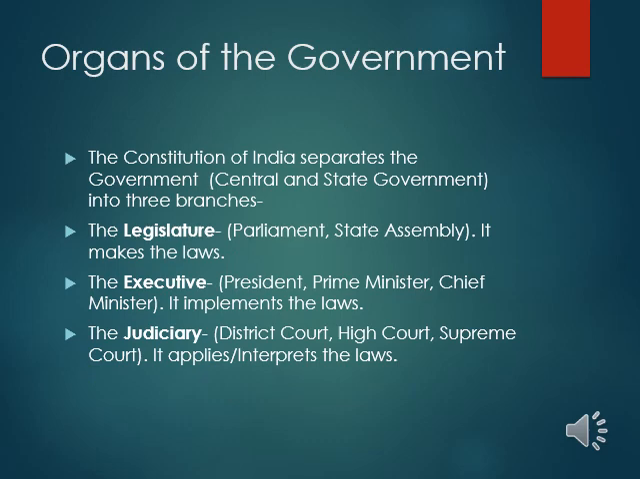Now we are going to discuss the organs of the government. It means the departments of the government, and we can say the three different structures of the government. The Constitution of India separates the government, central and state governments, into three branches. The legislature, it means parliament with both the houses, that is Lok Sabha and Rajya Sabha, and in state government we have the state assembly.